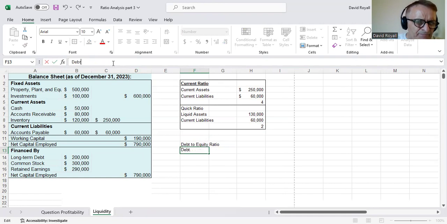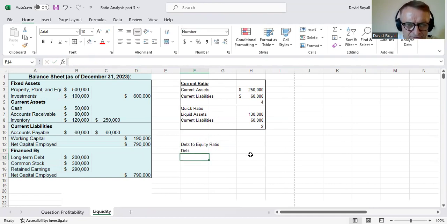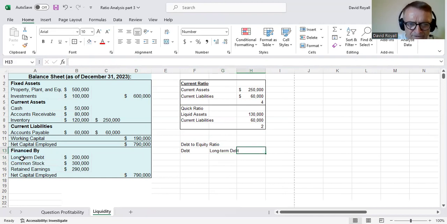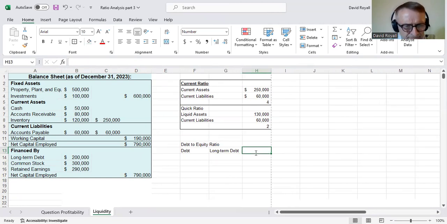What's the debt? Well, where do we go on the balance sheet to look for that? Well, we look at the finance by, and that tells us that we've got some debt here, long-term debt. Okay, that'll do. That'll get us started. But is that all the debt? Is that the only 200,000?